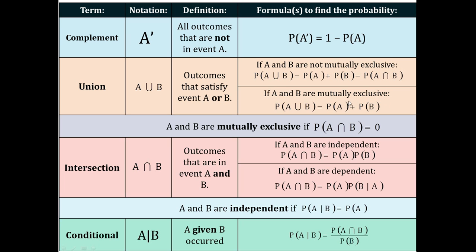But if you try using this formula, the probability of A plus the probability of B, on a situation where they're not mutually exclusive, you'll forget to subtract their intersection, and you'll get the wrong answer. So it's better to just try to use this one, the addition rule.